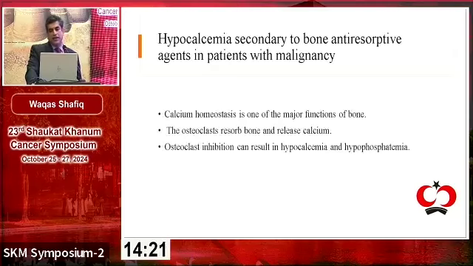The way zoledronic acid works, they are osteoclast inhibitors. Calcium homeostasis is one of the major functions of the bone. The osteoclasts resorb bone and release calcium. This inhibition can result in hypocalcemia and hypophosphatemia.